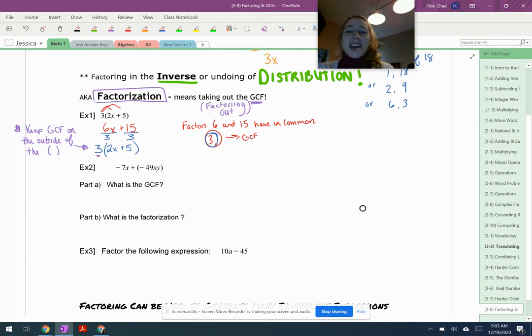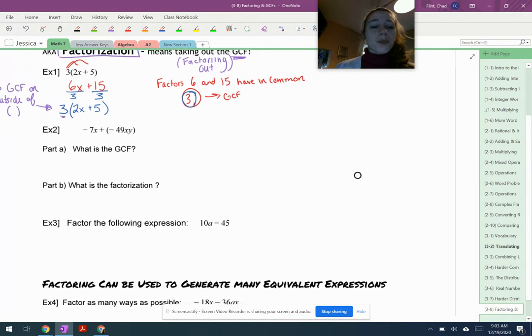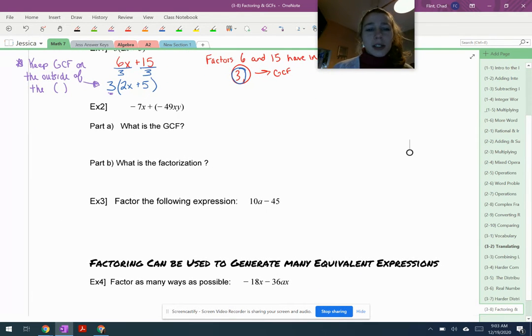So this is Math 7 3-8 example 2. And this has a part A and a part B to it that we're going to look at. So example 2 gives us an expression, negative 7x plus negative 49xy. And part A is asking us to find the GCF.